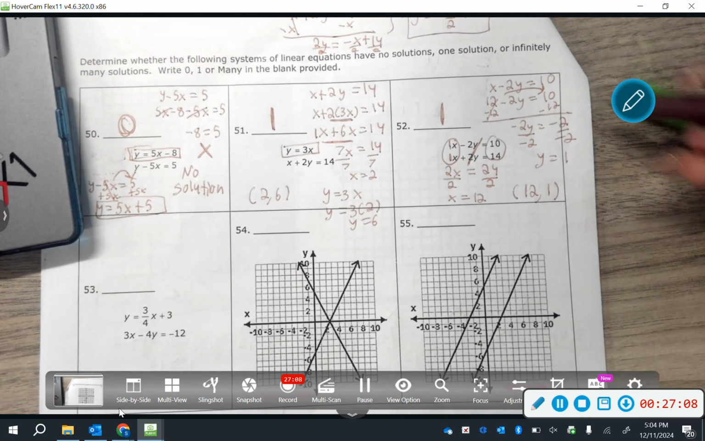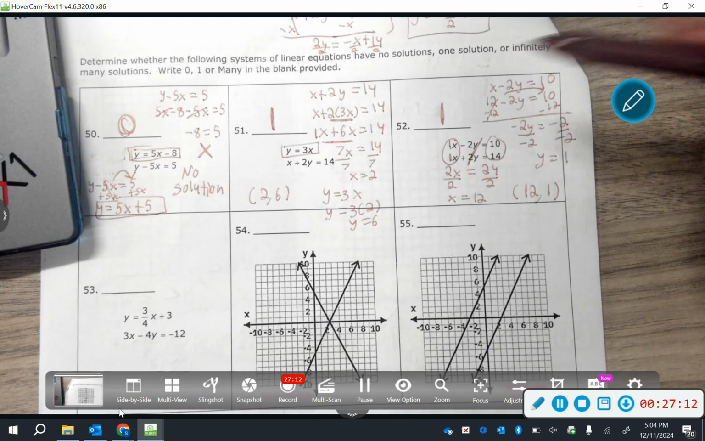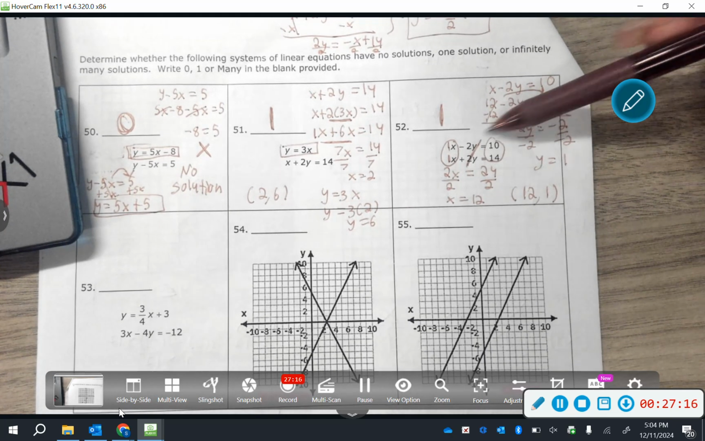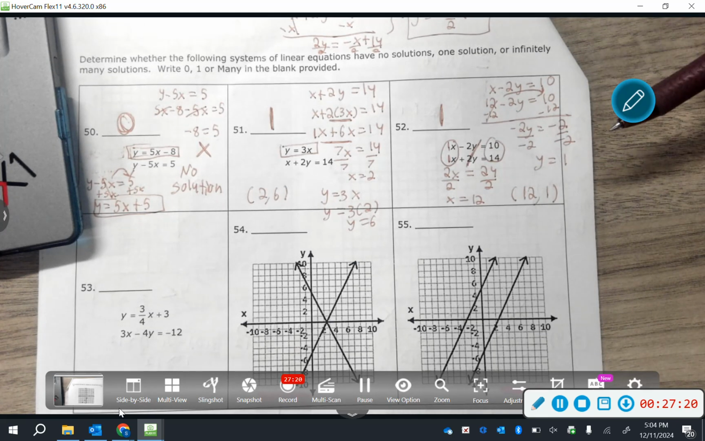Not that, once again, it's not asking you for what the solution is. I know I solved it. It just wanted to know how many. If you wanted to, you could have changed them both to y equals, plugged them in, saw where they crossed.